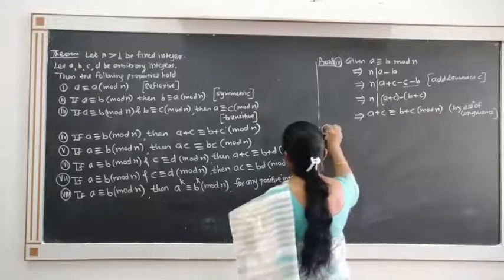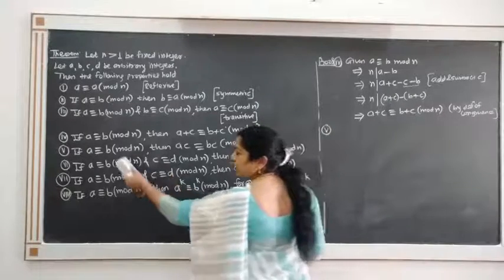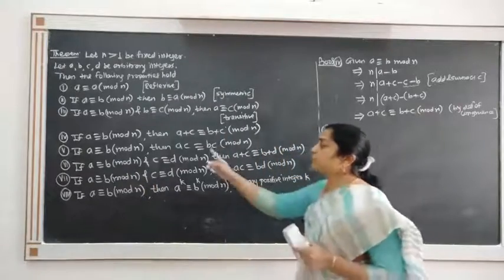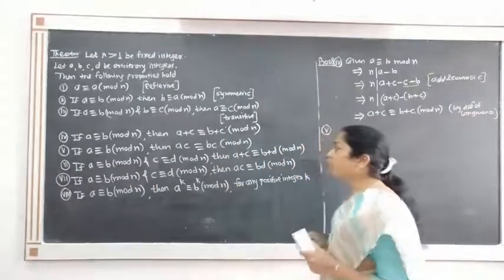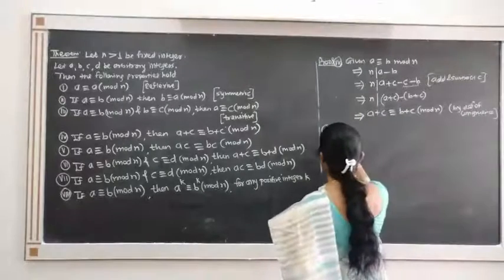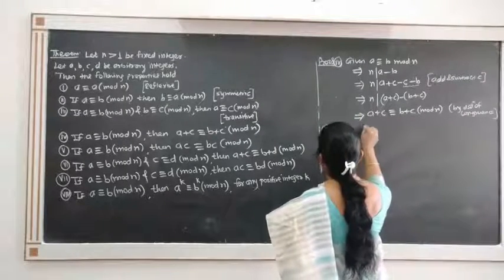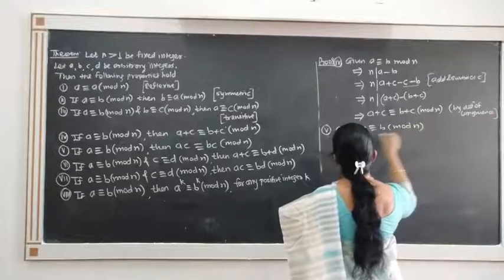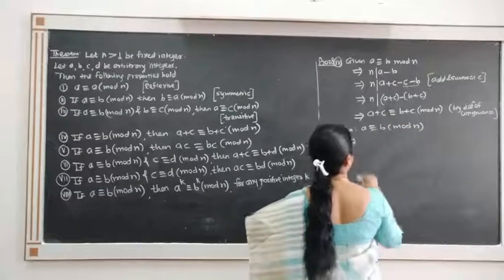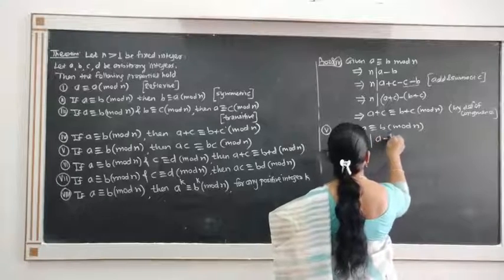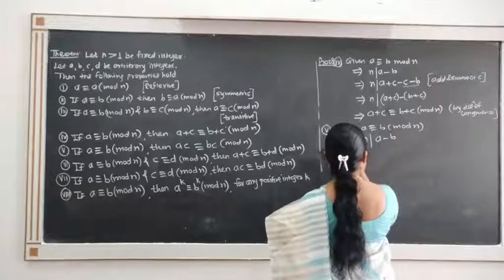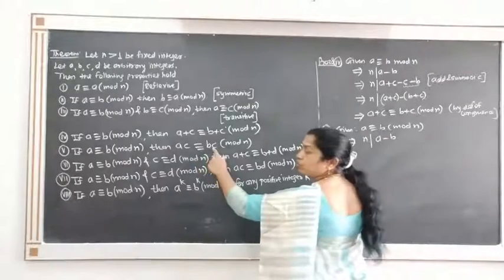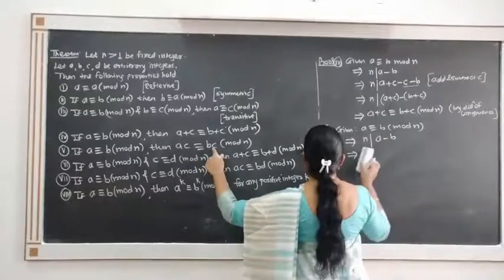Similar is the fifth part. We want to show that if a is congruent to b mod n, then ac is congruent to bc mod n for any integer c. So it is given that a is congruent to b mod n. This means that n divides a minus b by definition of congruence. We want to prove that ac is congruent to bc mod n.